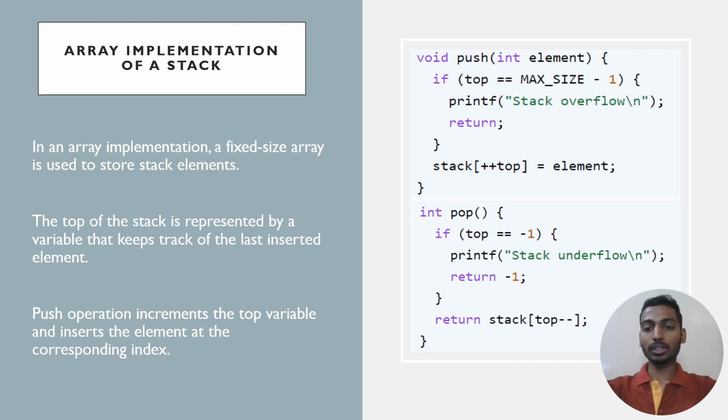Popping an element can be done if the stack has any element. If the stack does not contain any element, we can know that by top equals -1, then stack underflow occurs, that is, the stack is empty. Or else, if there is an element, we can delete that element by stack[top--].